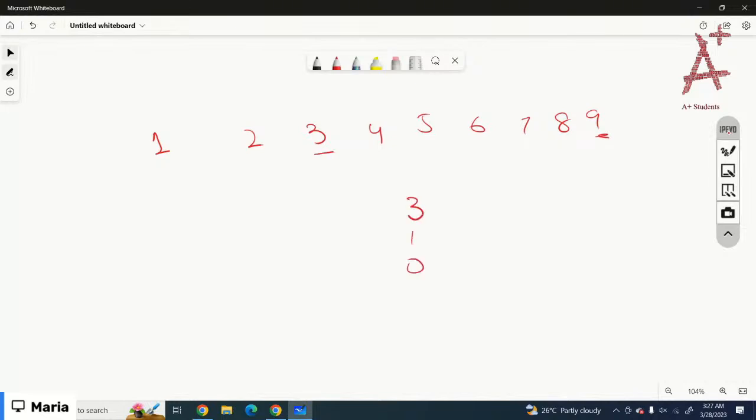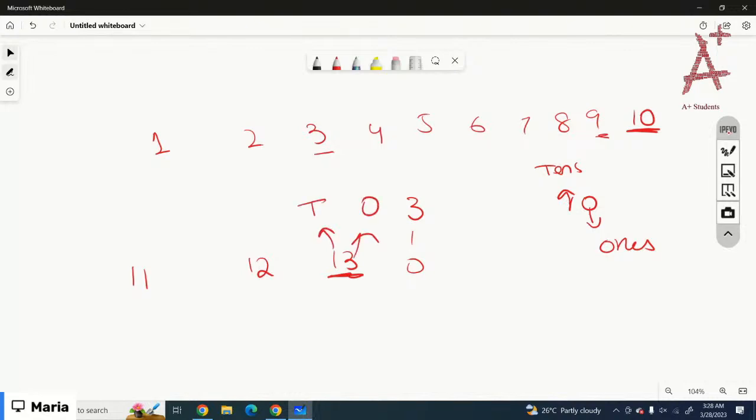Got it? When you move from 9 to 10, now you have a two digit number. You pronounce it as 10. Now it has two digits. The rightmost is always at the ones position, and this one is at the tens position. So that is the reason we're pronouncing it 10. After the 10, you have 11, 12, 13. In all the two digit numbers, the rightmost is at the ones position, and the next one is at the tens position. Got it? Same way we are going up till 99. 99 is the greatest two digit number.